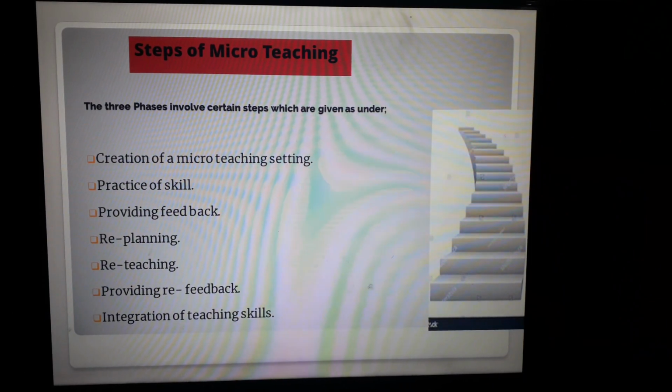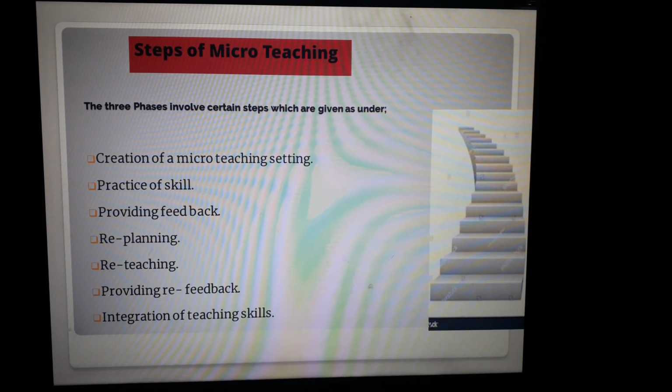And last one is integration of teaching skills. This is the last step and is concerned with the task of integrating several skills individually mastered by the student teacher. It is helpful in bridging a gap between training in isolated teaching skills and the real teaching situation faced by the teachers.